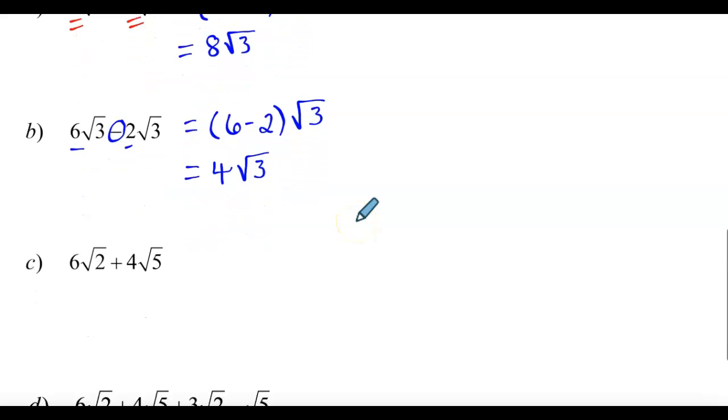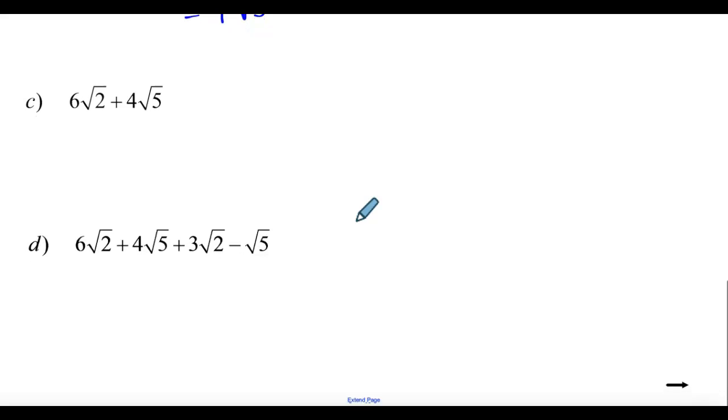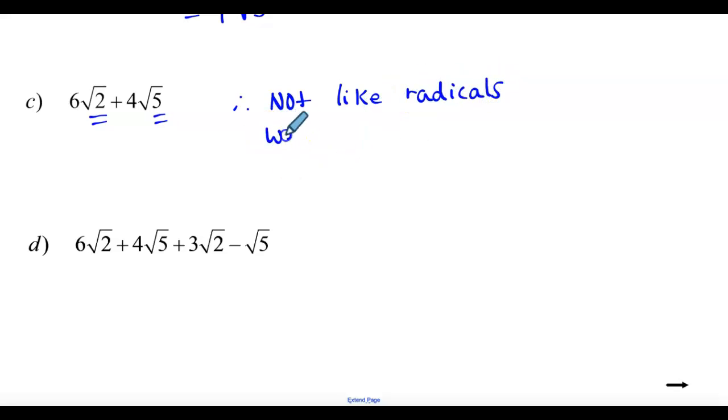Let's look at C. In the case of C, we have a slightly different situation. We have 6 times the square root of 2 plus 4 times the square root of 5. So our indexes match. These are both square roots. But notice our radicands are not the same. Therefore, these are not like radicals. And because they're not like radicals, we cannot add. It's just not allowed. There's no way to add two unlike radicals. So that's it. You're done C.